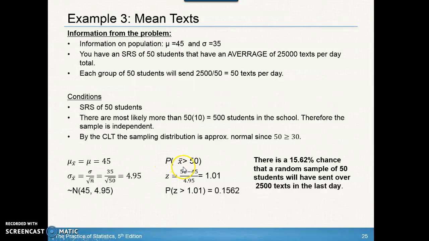Now, notice how this says the probability that x bar is greater than 50. That 50 came from this part right here, because we're checking to see what is the probability that when I choose a group of 50 students, the average of those 50 students is 50 texts per day. So that came from this portion down here. That was a little bit tricky. Okay, found your z-score, probability that your z-score, there's a 15.62% chance that a random sample of 50 students have sent over 2,500 texts per day.